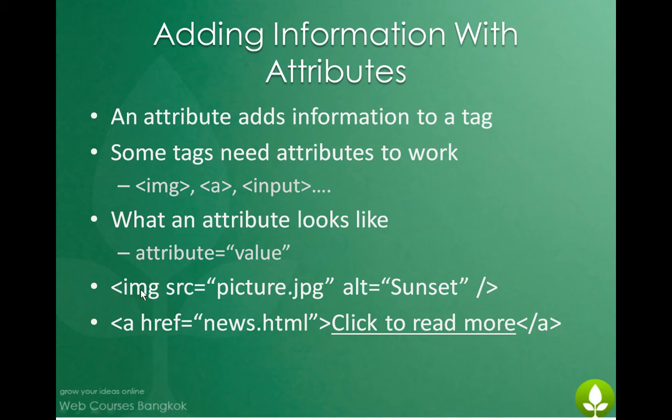So here we've got an example. Image tag, and then you've got src equals picture, alt equals sunset. What do you think alt means? Alt means... I'm not sure. It's like alternate text. It's what this picture is, because we don't know, and Google doesn't know what this is. We have to describe it. Yeah? And that's important for blind people as well.